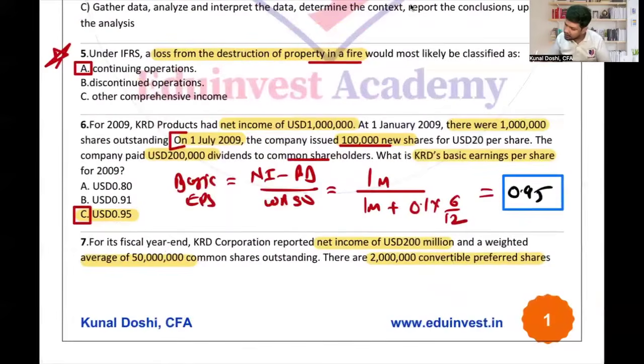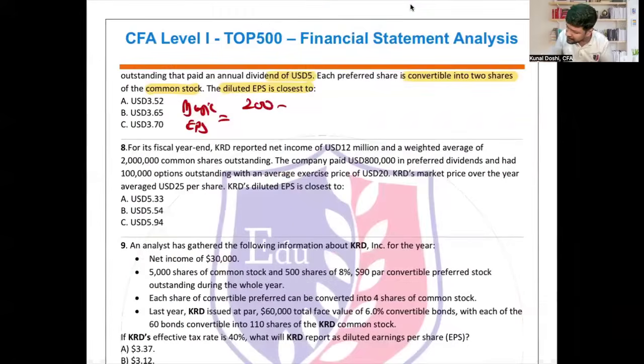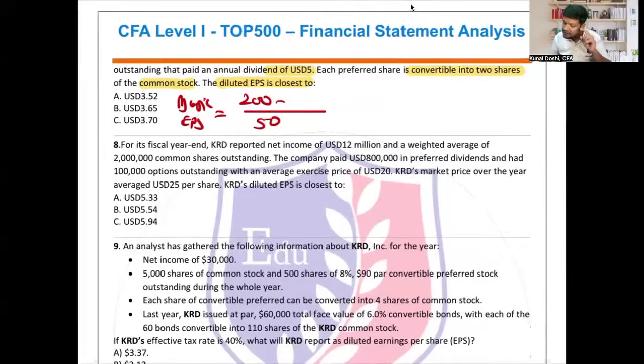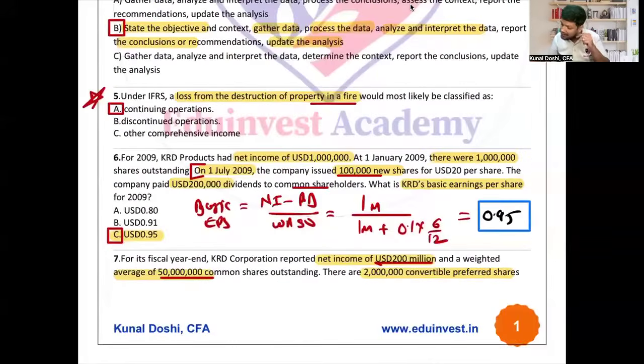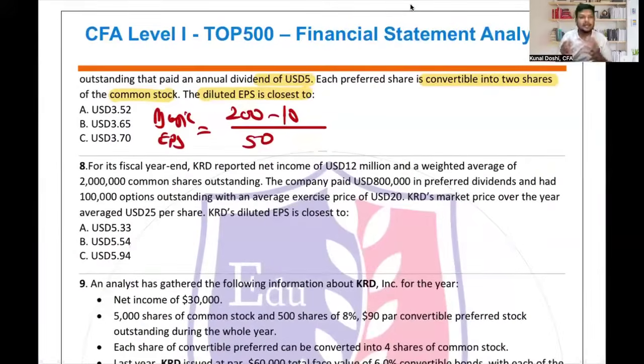Reported net income is 200 million and weighted average shares I have is 50. So 200 million minus preferred dividend. The annual dividend is 5, and I have 2 million preferred shares. So 2 million into 5 will be 10 million. That is going to be my preferred dividend. So what is going to be the basic EPS? Because this is all we require. So 190 divided by 50. My basic EPS is 3.8.